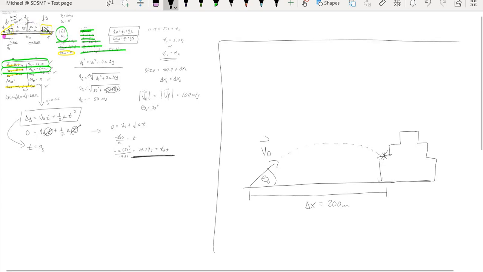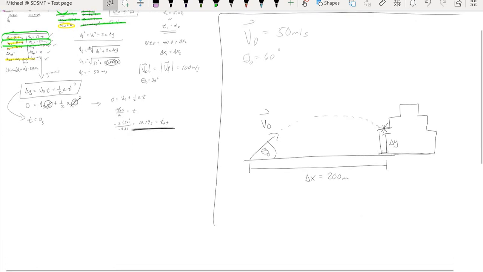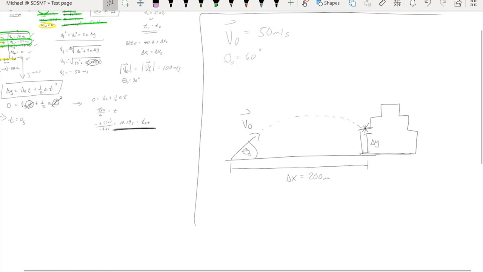And we'll say that our initial velocity vector, we'll turn this into a catapult. Maybe it's 50 meters per second instead of the 100. And we'll switch our angle to 60 degrees. So given all of that information, how high above the ground is the payload going to strike the castle? That's what I want to know.